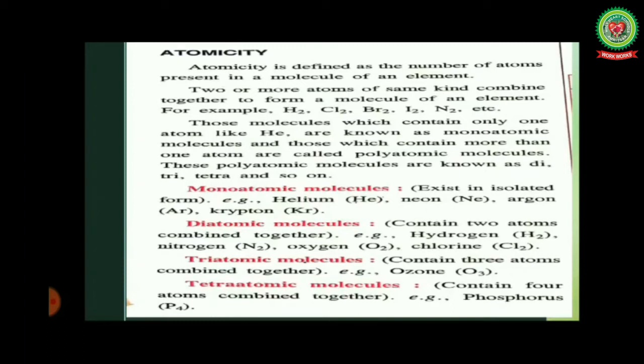Monoatomic molecules exist in isolated form. Example, helium, neon, argon, krypton. Diatomic molecules. Di means 2. Contain 2 atoms combined together. Example, hydrogen, nitrogen, oxygen, chlorine. Triatomic molecules. Tri means 3. Contain 3 atoms combined together. O3, 3 atoms of oxygen. Tetraatomic molecules contain 4 atoms combined together. Tetra means 4. Example, phosphorus, P4. That is 4 atoms of phosphorus in one molecule of phosphorus.